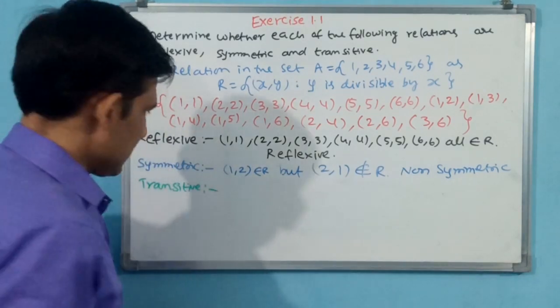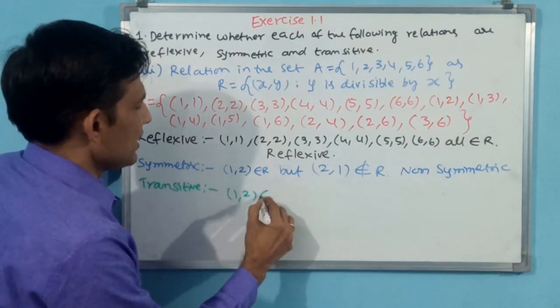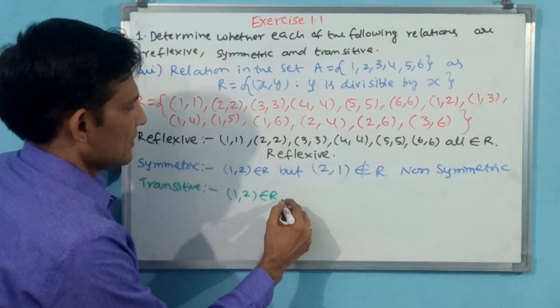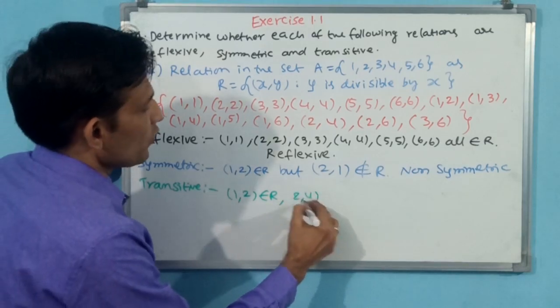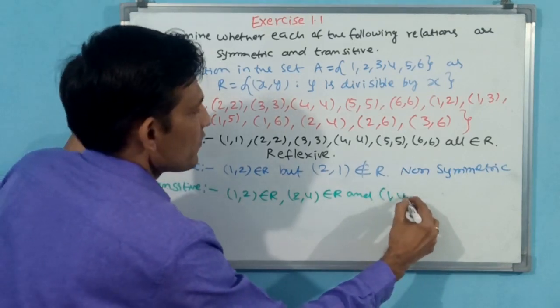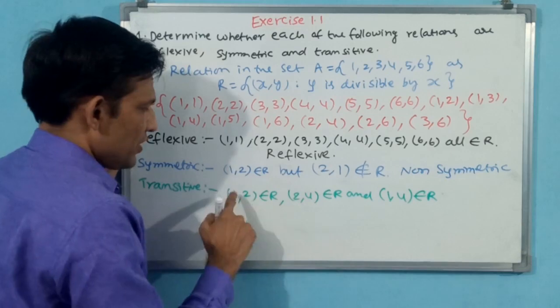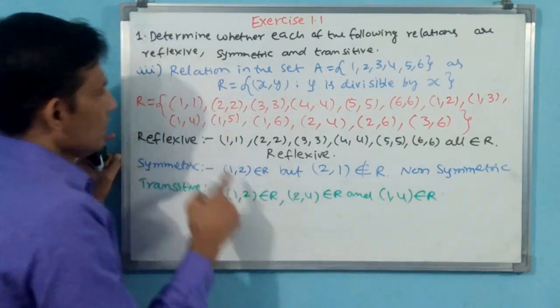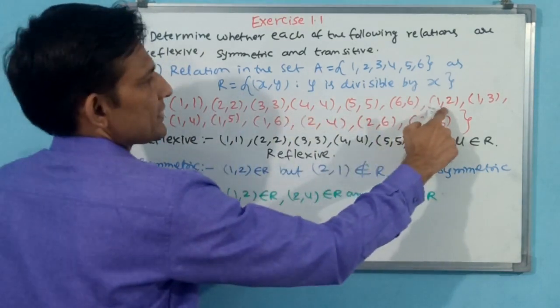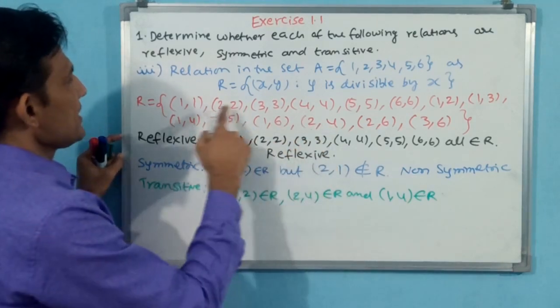Okay, what are all there? I am writing here, you see. 1 to 2 belongs to R, 2 to 4 belongs to R, and 1 to 4 belongs to R. You see, A to B, B to C, A to C. 1 to 2 is there? Yes. 2 to 4 is there, yes. 1 to 4 is there, yes.